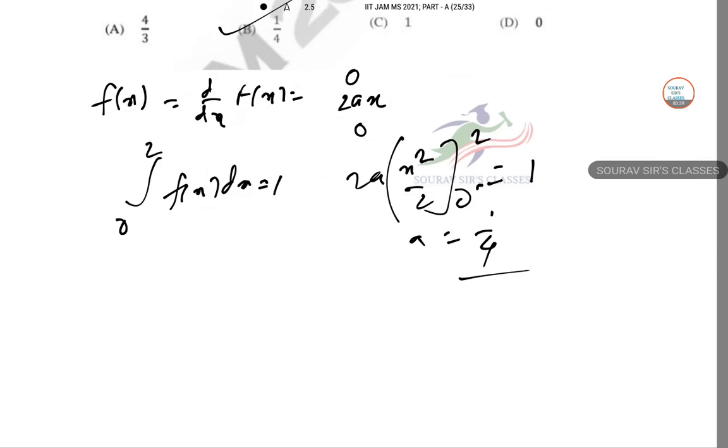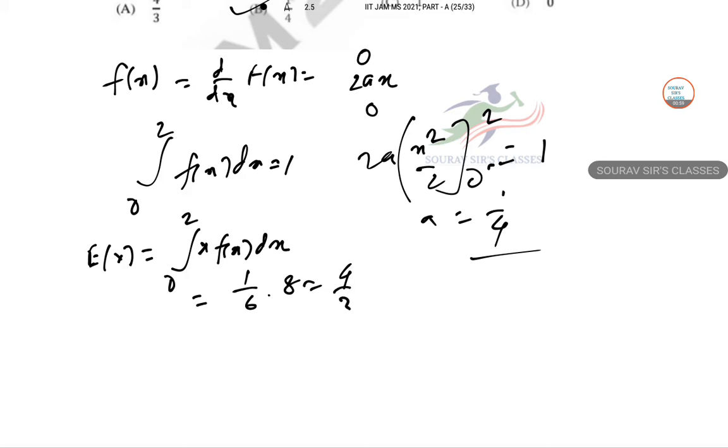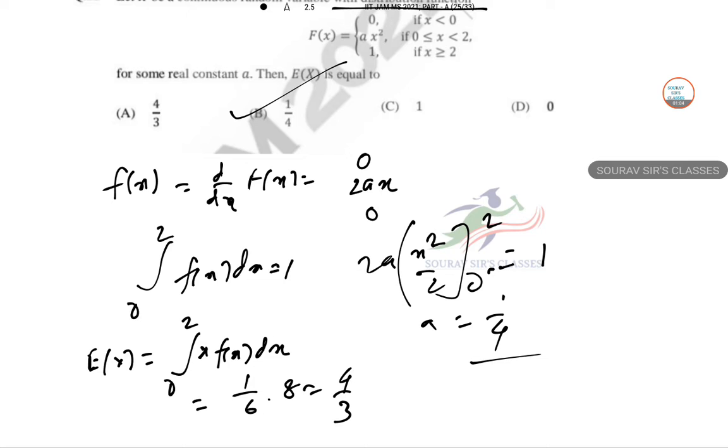Now for the expectation value, E of x will be the integral from 0 to 2 of x into f(x) into dx. So 2 into 1 by 4, x squared dx, so 1 by 6 x cube, so that will be 8. So 4 by 3 is the answer. So a equals 1 by 4 and the expectation of x is 4/3. The final answer is this.